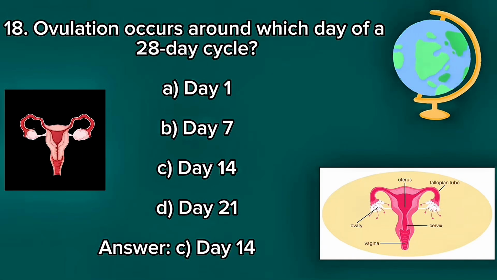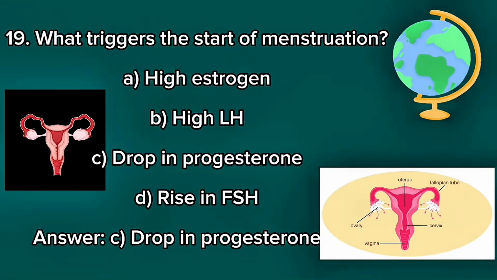Ovulation occurs around which day of a 28-day cycle? A. Day 1, B. Day 7, C. Day 14, D. Day 21. Answer, C. Day 14. 19. What triggers the start of menstruation? A. High estrogen, B. High LH, C. Drop in progesterone, D. Rise in FSH. Answer, C. Drop in progesterone.